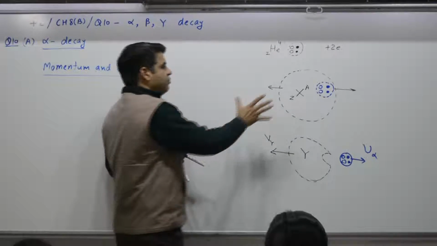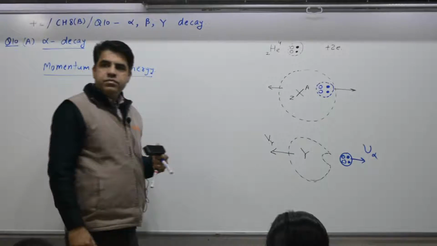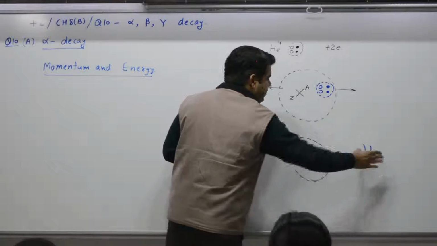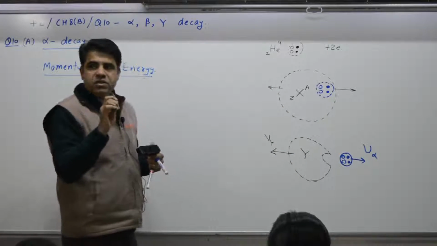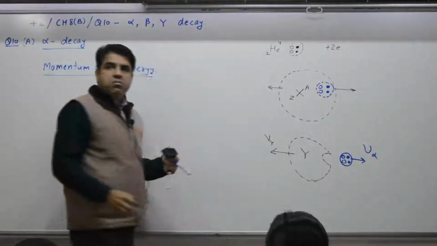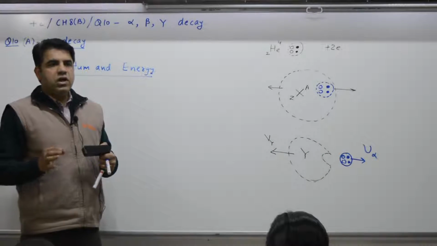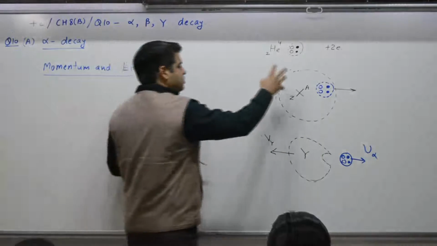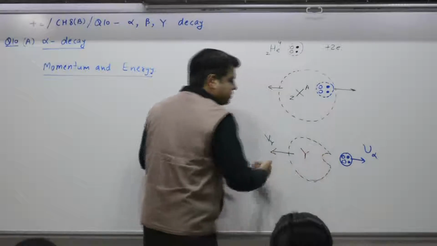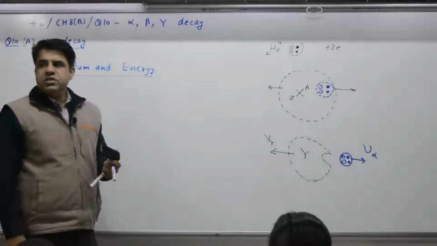So what is the momentum before firing? 0. After this, if the alpha particle moves to the right with 50 units of momentum, how much? 50 units. The other nucleus will move to the left with minus 50. Total is 0. Initial momentum 0, final momentum: this is 50i, this is minus 50i, total momentum is 0.